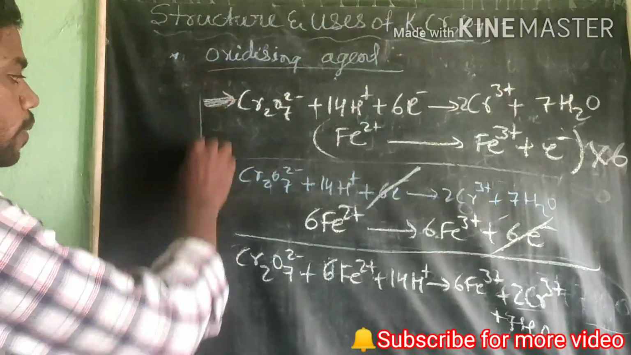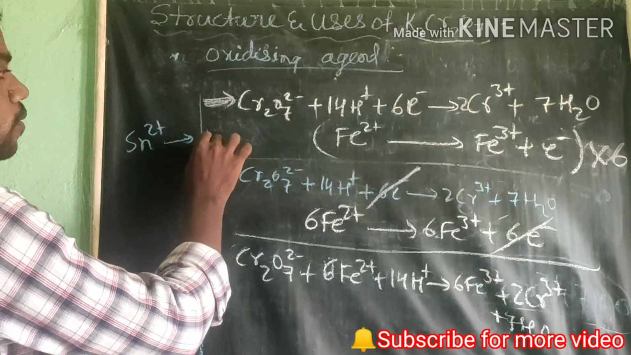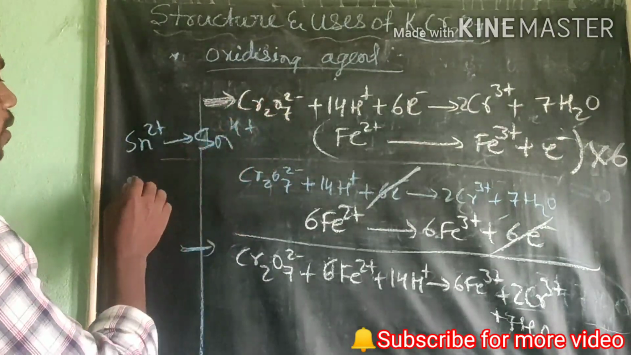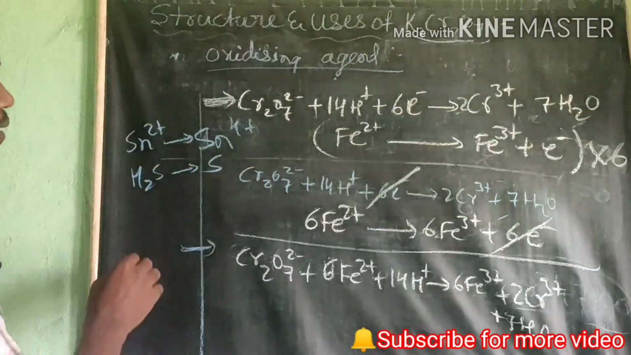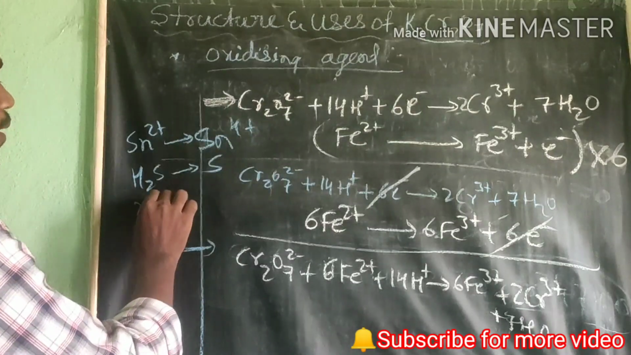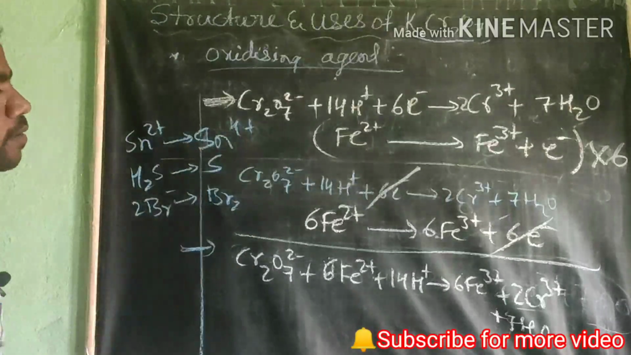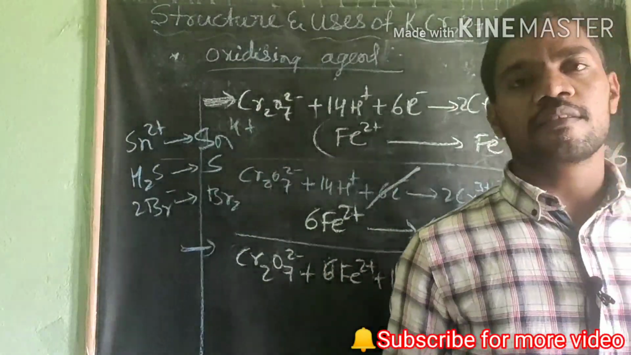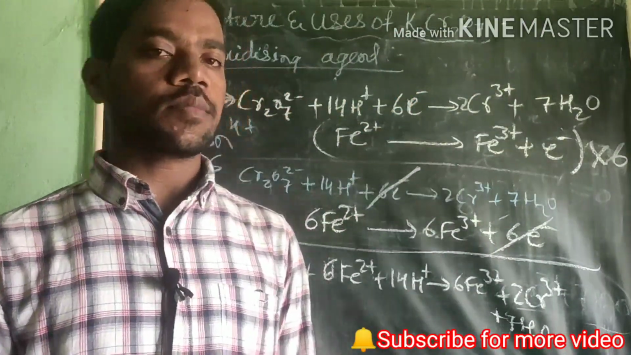If you want to practice some other examples, practice the conversion of Sn2 plus to Sn4 plus, next H2S. Yes, there are so many examples, you have to practice. Otherwise 2Br minus converted into Br2. You have to practice some other examples, then only will you get the oxidizing nature of K2Cr2O7. Okay, this is where the K2Cr2O7 concept is over.